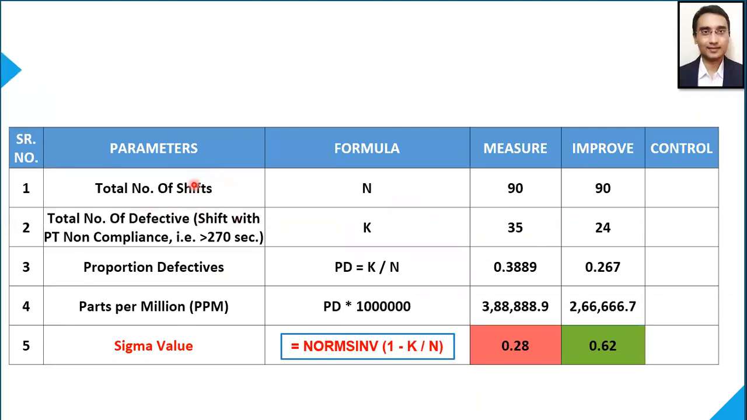Here we had a total number of shifts in the measure phase of 90, and in the improve phase as well. We collected data for 1 month, and that is why 1 month into 3 shifts, that is 30 into 3, is 90 shifts. The total number of defectives is based on the average processing time for a given shift. When it is more than 270 seconds, it becomes a defective shift. So how many defective shifts were there in the measure phase? 35. In the improve phase, 24. Bingo, they have improved, and that is a good thing, right? That's still a mathematical thing, which we have proven statistically as well with two proportion tests.